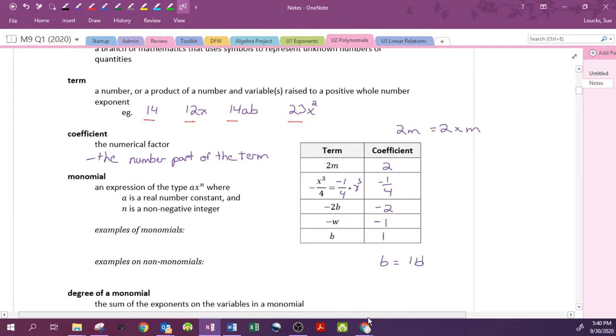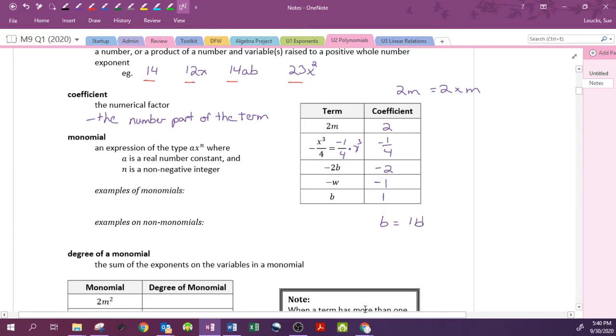Okay, a monomial has a really specific definition, and I'm not going to try and trip you up on this. I just need to give you the formal definition. A monomial is an expression of the type ax to the n, where a is a real number constant and n is a non-negative integer. And then x can be any variable.